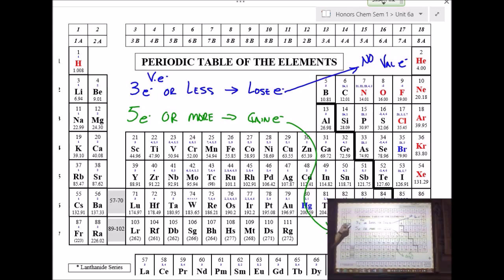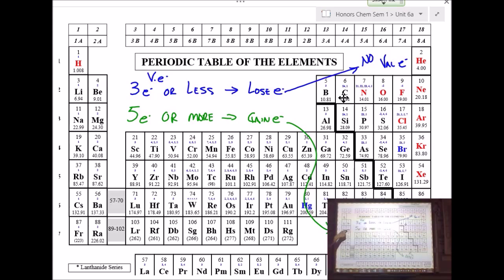So when we look at 3 or less valence electrons, we're talking about groups 3A and back. And then 5 or more, we're talking about 5A and forward. Now you may have noticed I didn't mention group 4A. It can swing either way. We'll save that for AP. Like looking at carbon, it can either gain 4 or lose 4. I don't want to trouble you with that, but this represents the most common ion.